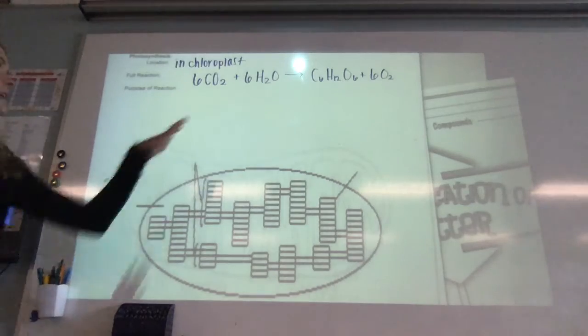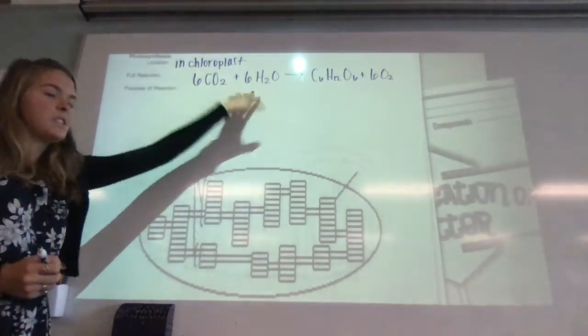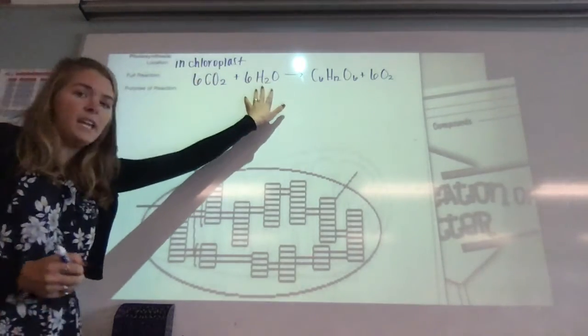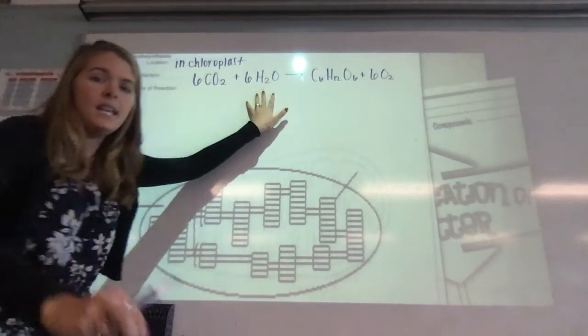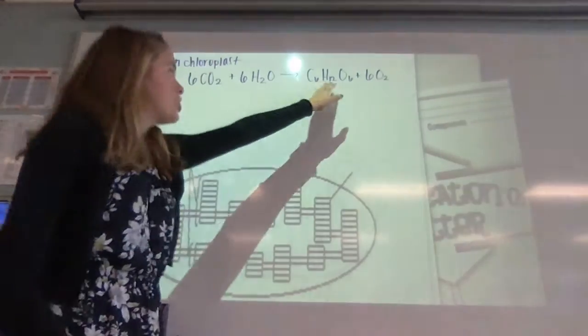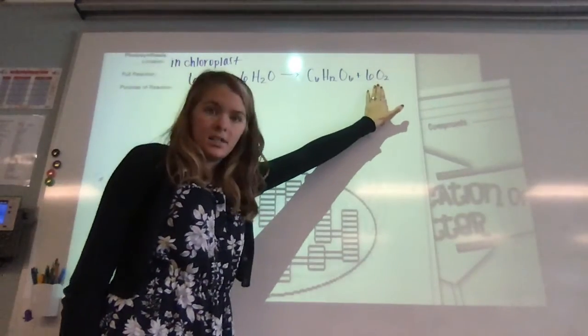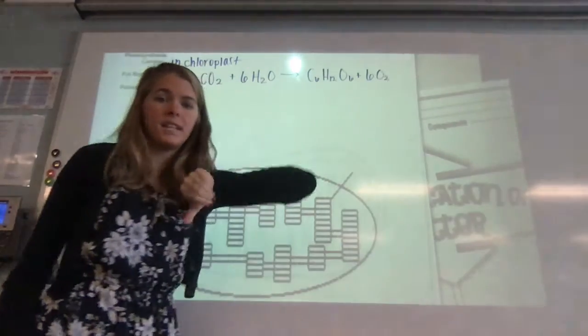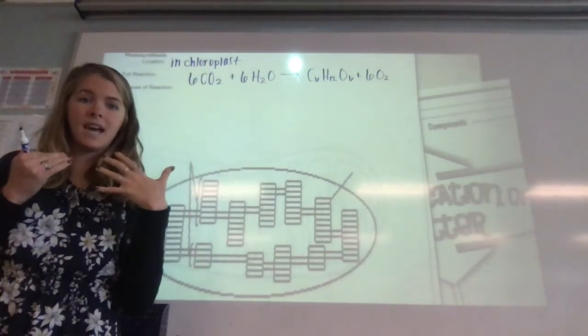But again, this is the reaction for photosynthesis. We put carbon dioxide and water in. A plant takes those things in, and then a plant creates sugar and oxygen. It gives off oxygen. We know plants give off oxygen because we're breathing in the oxygen that they give off.